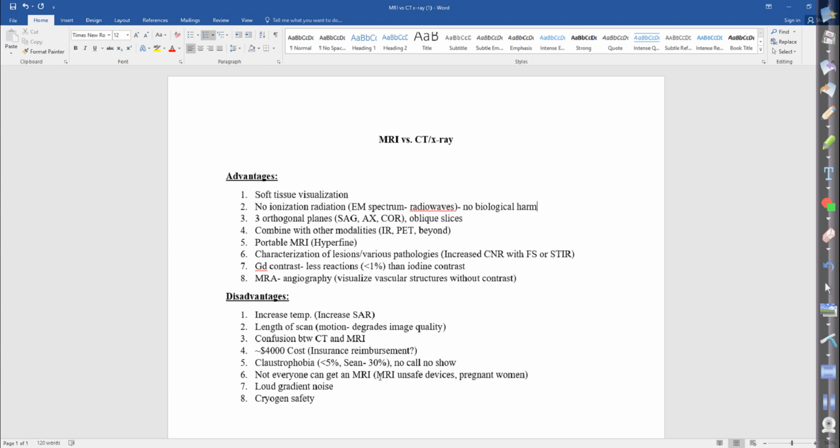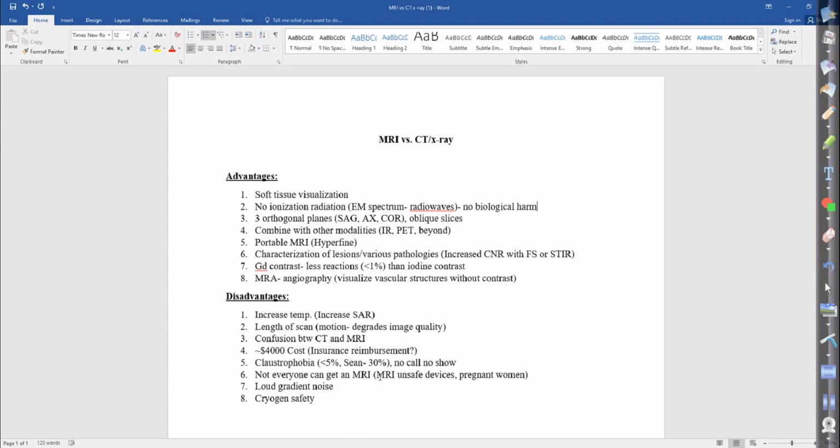Pregnant women might also be postponed or pushed towards another modality versus MRI. And then the last two, loud gradient noises. We know an MRI machine is very loud, and that noise comes from the Lorentz force, the gradient switching on and off very rapidly. That loud banging is purposeful because it allows us to spatially encode the data, but it is very loud and very noisy.